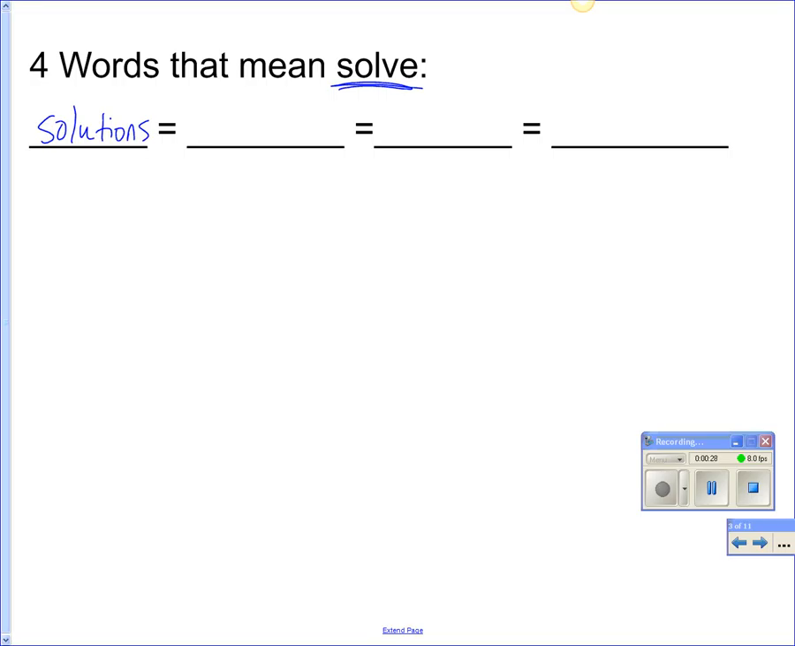Some other words that mean solve are x-intercepts, which we haven't worked with before, roots, and zeros. So those are just some math vocabulary words that mean you're going to have to solve it. Solutions, x-intercepts, roots, and zeros.